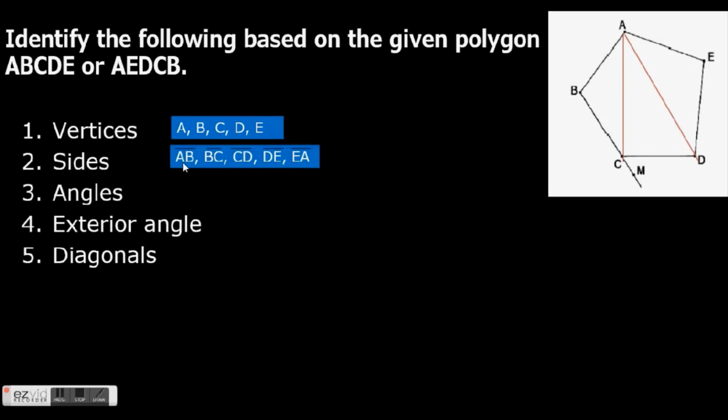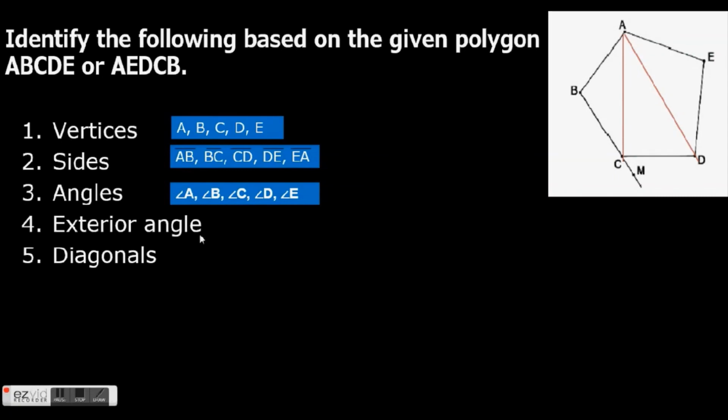How about the sides? We have the segment AB, segment BC, diba? Segment CD, segment DE, and segment EA. Pwedeng magkabaliktad yung points. Pwedeng segment BA, segment CB. Okay? Same lang naman sila. Next, how about the angles or the interior angles? We have the angles A, B, C, D, and E. Okay? So, lahat ng yan, magkakaroon dyan ng mga angles. Okay? Kasi may mga adjacent sides.